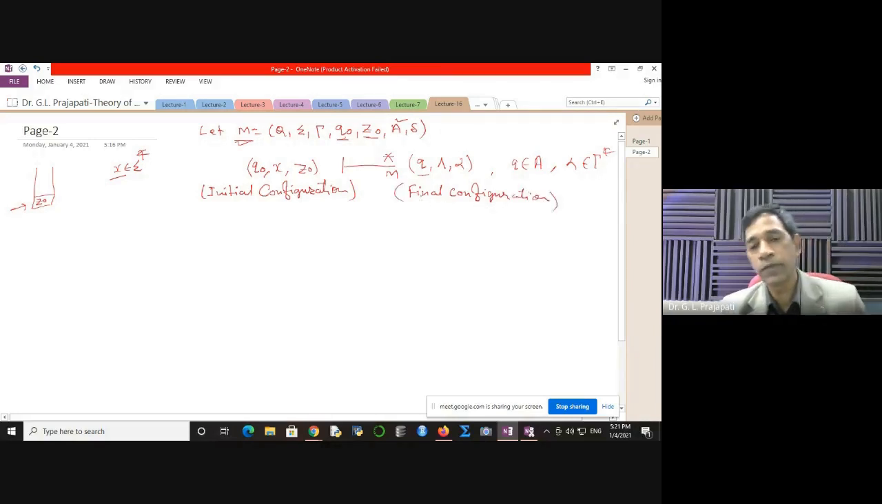Okay. So this is the final configuration. Why is it the final configuration? Because the machine has reached the final state, and once it is at the final state, there is nothing to read next. And the important thing is the input. Once your input is exhausted, you see the state of your machine. If it is the final state, then you can say that the input is accepted by the machine, and hence this is the final configuration.